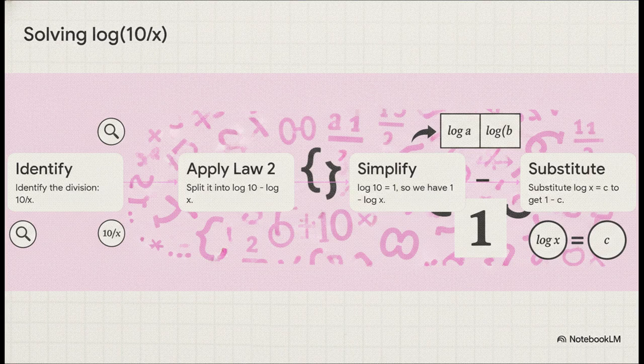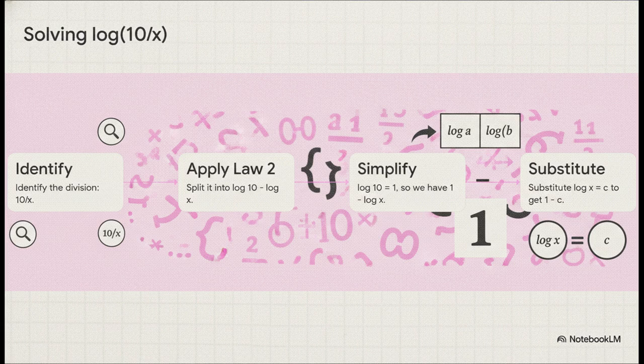Let's actually walk through this solution step by step, exactly how Mr. Moustafa writes it out on the whiteboard for Sami. Step 1. We identify the core operation happening inside the log, which is clearly division, 10 divided by x. Step 2. We immediately apply Law 2, which we know tells us division turns into subtraction. So log 10 over x splits nicely into log 10 minus log x.